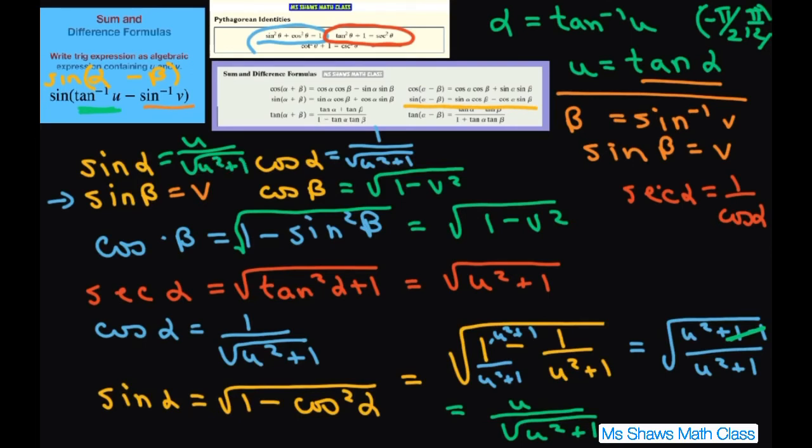Now we have to use our formula. So you might want to write this down. So this is everything we need here. All right, and we're going to use this formula. We need sine of alpha, cosine of beta, minus cosine of alpha, sine of beta.